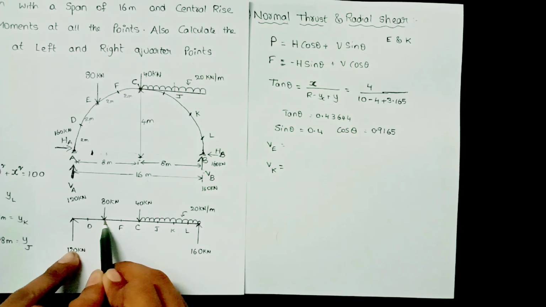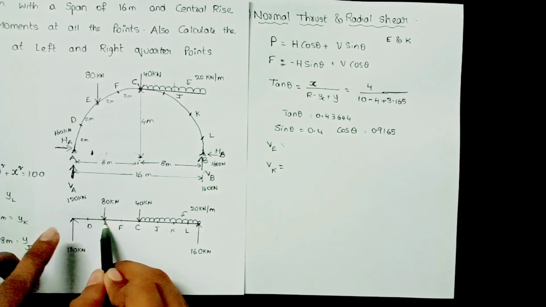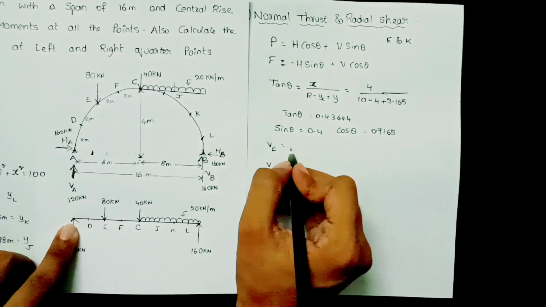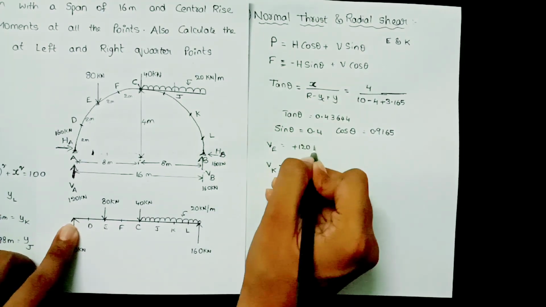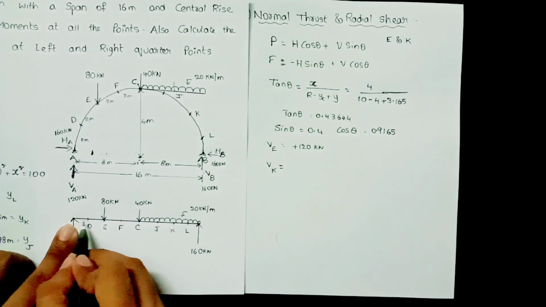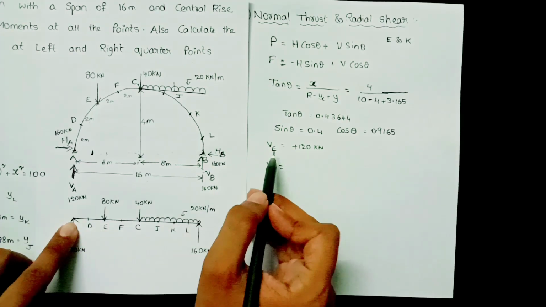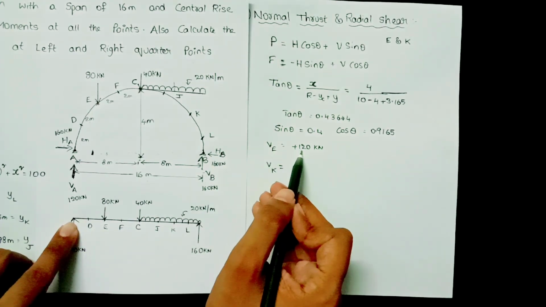So this is towards the left side. Left hand side upward is positive. So we are getting positive shear force 120 kilonewton. There is no other load. Therefore shear force at E equal to 120 kilonewton.